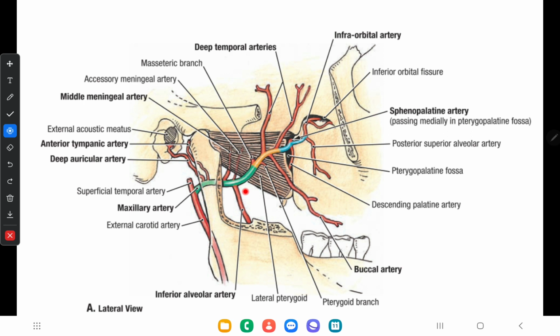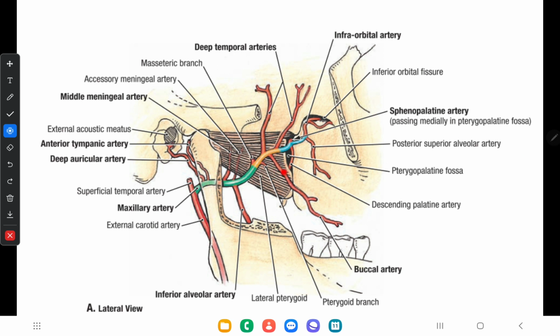The first part gives 5 branches: deep auricular, anterior tympanic, middle meningeal, accessory meningeal, and inferior alveolar artery. The second part gives 4 branches: masseteric branch, deep temporal branches, pterygoid branch and buccal artery.